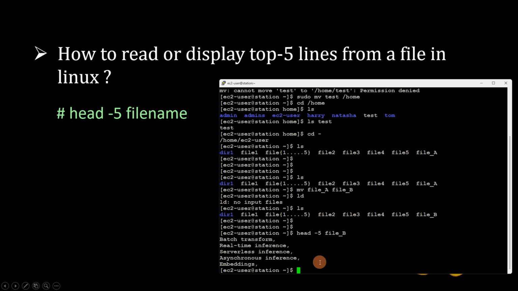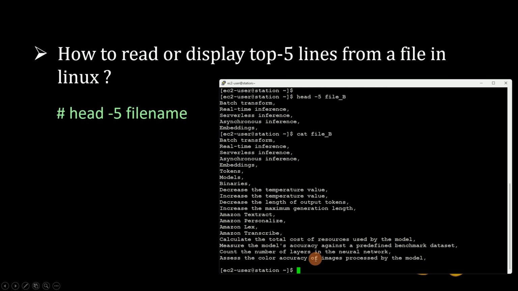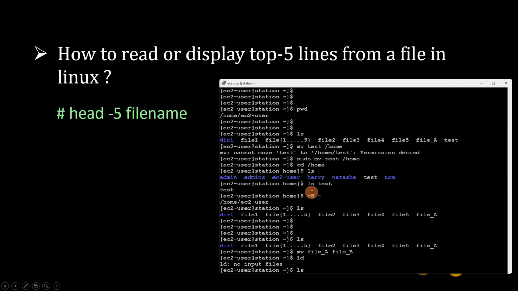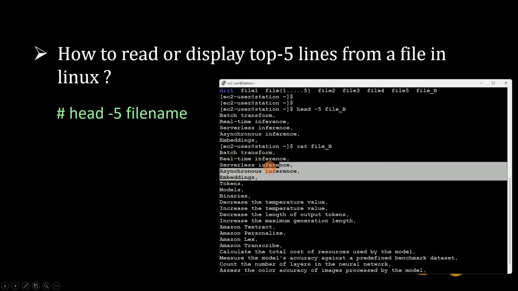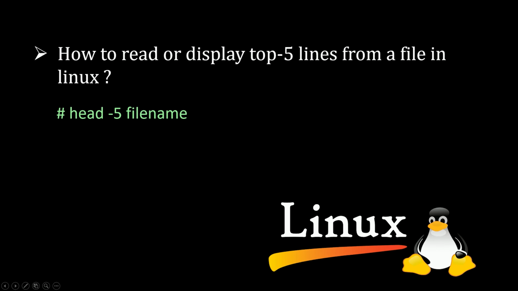Let's verify if this is the case. Cat file underscore b. Yeah, you can see top 5 lines were there, and we have got only this in the output of our command. Here you can see, and here also you can verify. So this is how it works.